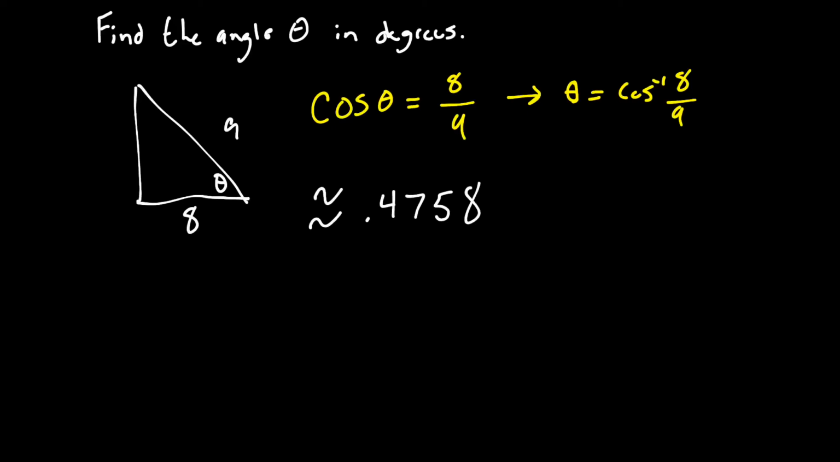0.4758. Now since trig functions have an input value of radians, the output of inverse trig functions is also in radians. So we need to convert this into degrees. So we'll multiply this by 180 degrees divided by pi. And after multiplying this, we should get that this is approximately 27.27 degrees.